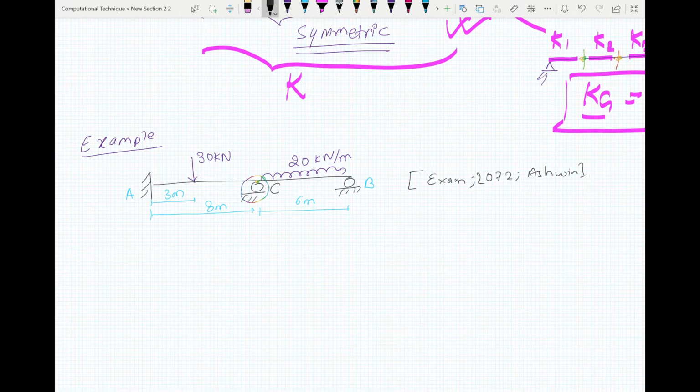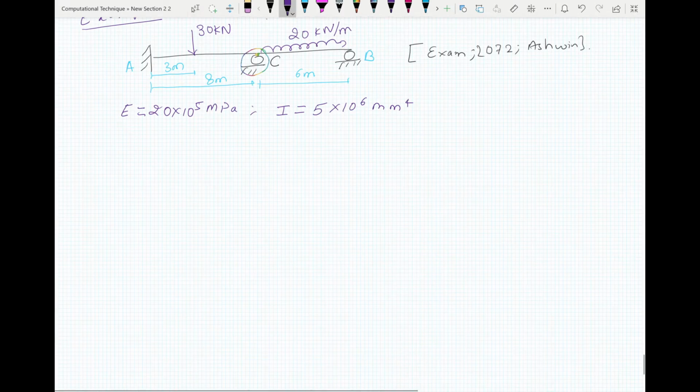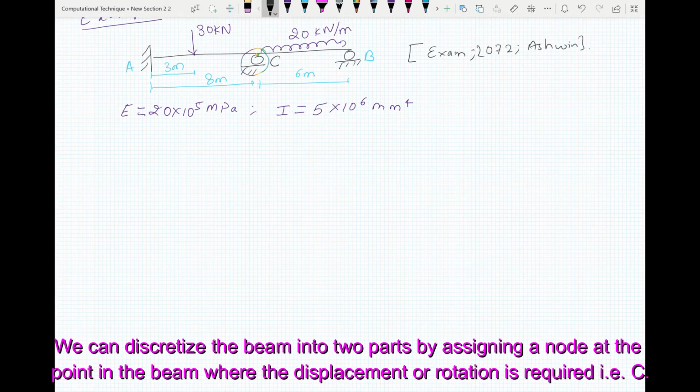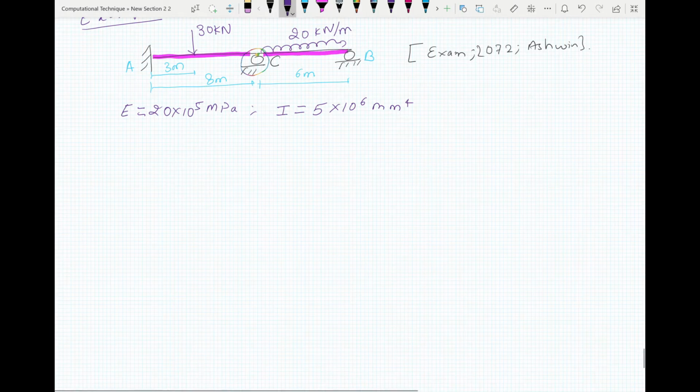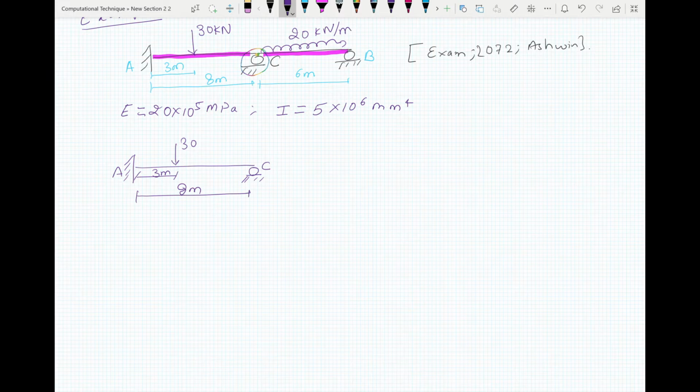Now E for the whole length of the beam is given as 20 into 10 to the power 5 MPa, and moment of inertia as 5 into 10 to the power 6 millimeter to the power 4. The first step here is to discretize the beam. We can discretize the beam into two parts. Now this will be our first element and this will be our second element.